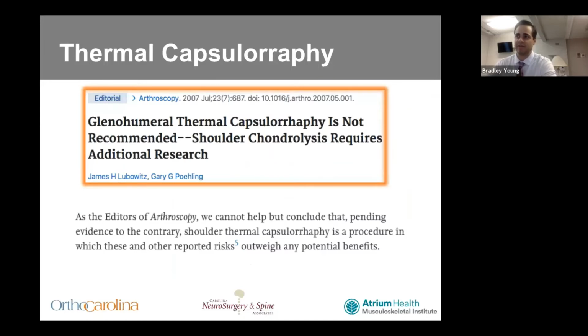Because of the influx of these negative reports, the editors of Arthroscopy in 2007 published an urgent editorial recommending against the use of this procedure. Although this editorial did occur in 2007, we can assume that younger patients that had this procedure 13 years ago are still afflicted by this negative outcome and may present to us today.